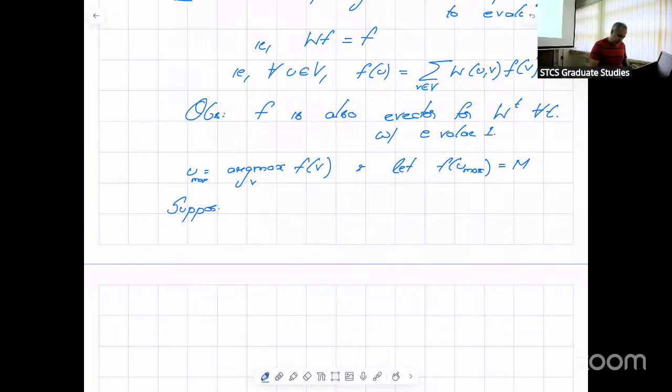Here it's not the maximum quantity, it's the argmax of it. It is the V that attains the maximum. That's right. So the maximum is M, and the point at which it is attained is this one. So suppose F(P) is less than M.